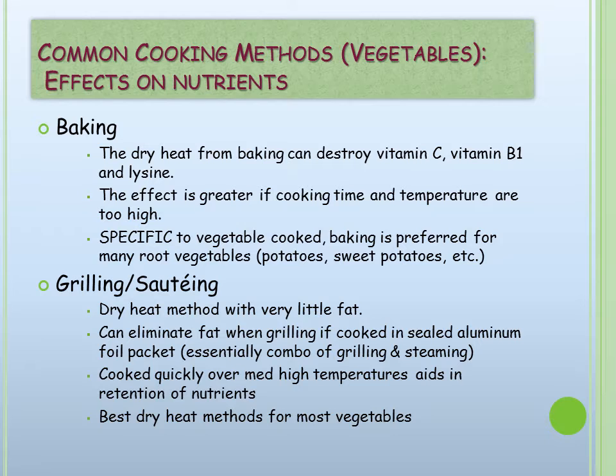Baking is a dry heat method which can be destructive to vitamin C, B1, and lysine. The higher the heat and longer the cooking time can increase the damage. This is vegetable specific, as many root vegetables can actually have increased antioxidant capacity through baking. Grilling or sautéing is the preferred method for most vegetables, as they are over medium-high temperatures for a shorter period of time and so retain the nutrients.